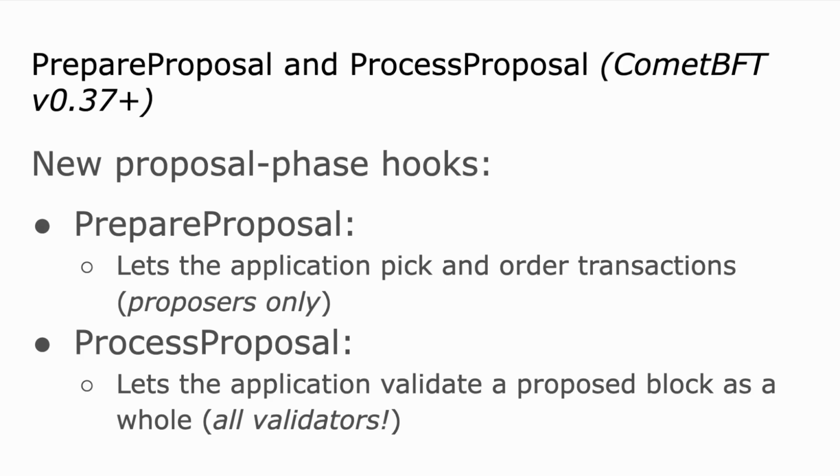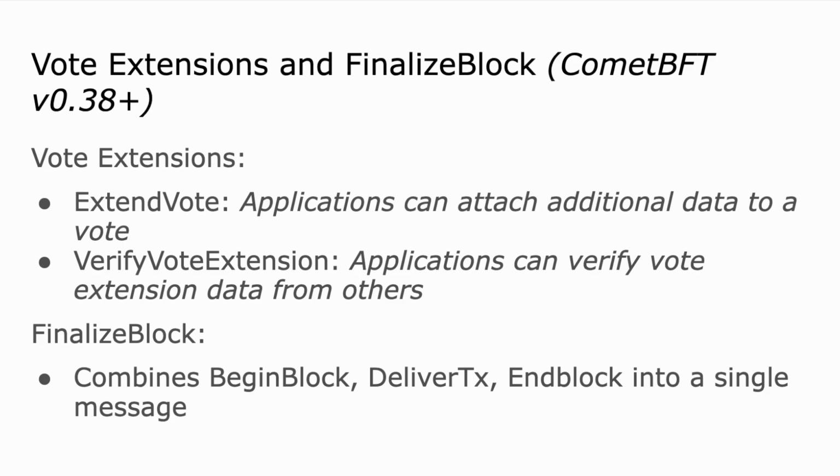Then ProcessProposal is called on all validators when they receive a proposed block. That's a place where the application can validate the proposal as a whole and either accept or reject it before voting. So the application is no longer limited, with these two changes, to doing transaction-by-transaction checks. With ABCI++, it can now enforce these block-level policies, things like ordering rules, directly in the consensus flow.